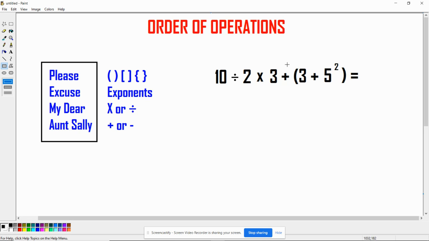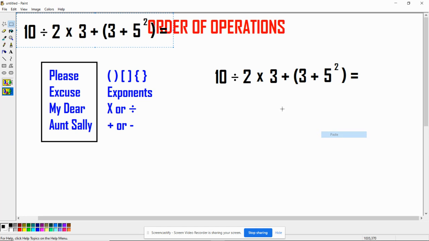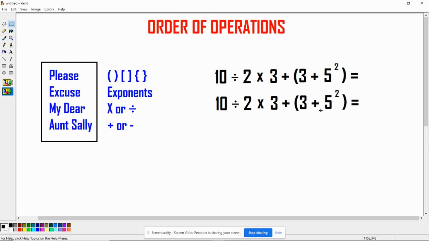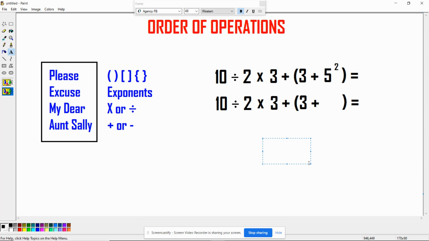Okay. Well, the first thing I see is the parentheses. So that's where I need to focus my attention, right in here. Well, what do I do once I'm inside the parentheses? Well, I do the exponent. And I know that 5 to the second power equals 25. It does not equal 10. A lot of kids think that equals 10. No, it doesn't. It means 5 times 5, and it equals 25.